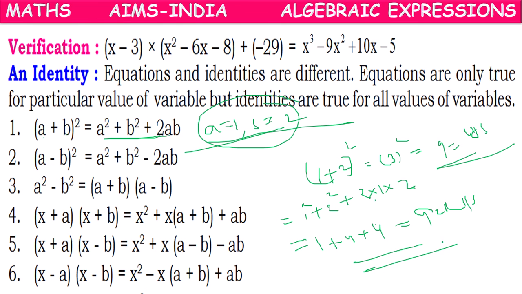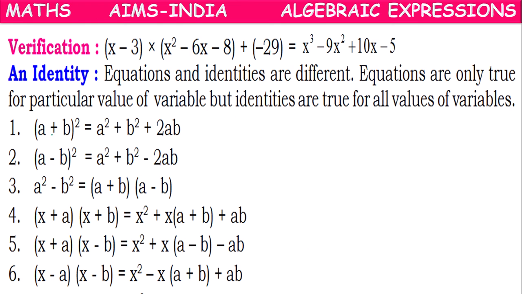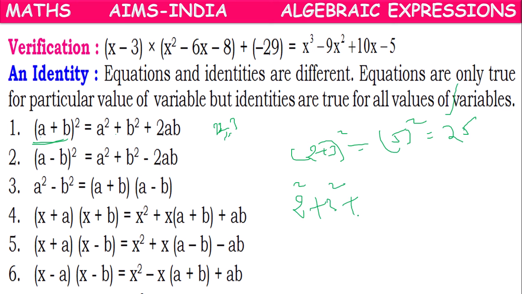So for the values 1 and 2 it is true. LHS equal to RHS. Let's try with other values. Now take 2 and 3. In the place of a, let's take 2. In the place of b, let's take 3. So 2 plus 3 whole square. 2 plus 3 means 5 square. 5 square means 25. LHS is 25. What about the RHS? 2 square plus 3 square plus 2 into 3. 2 square is 4. 3 square is 9. 2 times 4.